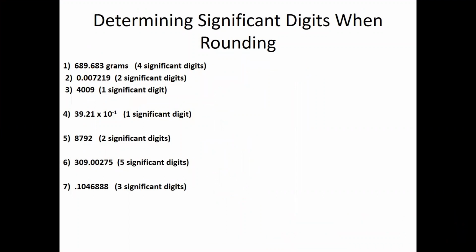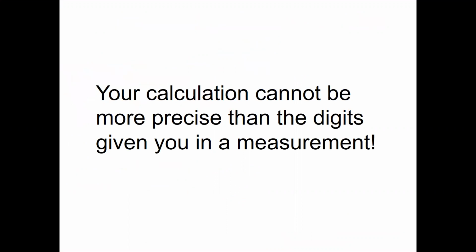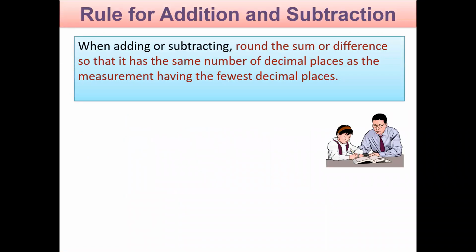All right, so let's move on to actually putting them into some calculations. And once again, your calculation cannot give you an answer that has more significant figures or seems to be more precise than the measurements that you started off with. What makes it a little bit difficult is that there's one set of rules for adding and subtracting, and another set of rules for multiplying and dividing.